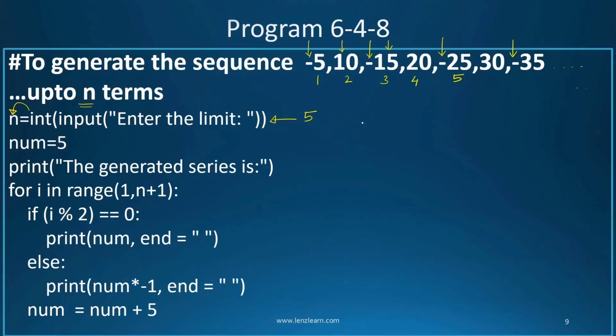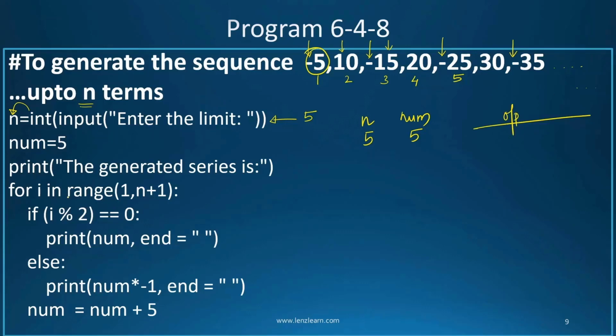So I will write the first variable n with the value 5. Now we have another variable num. This also begins at 5 because the first number that I have to print is 5. Okay, so that is why I start at 5. Now I will print a statement, the generated series is. After that, this for loop will actually print the values to the output. So we will write the output over here.